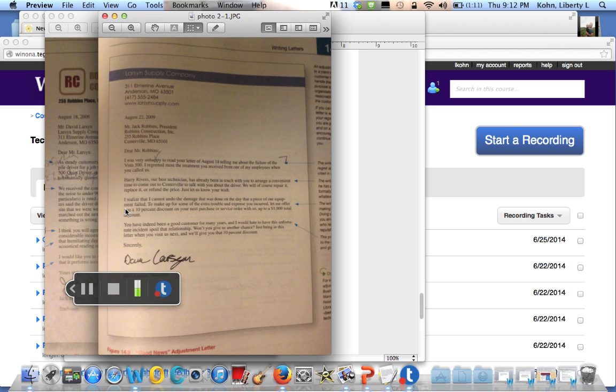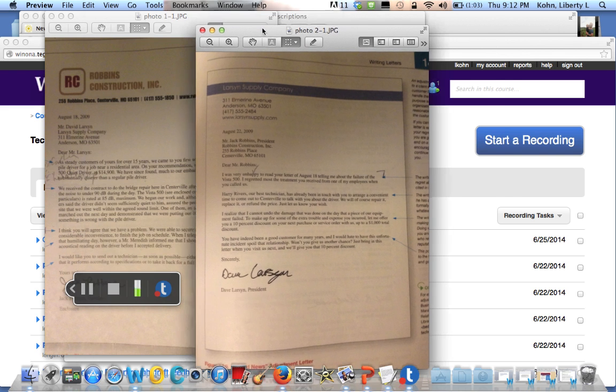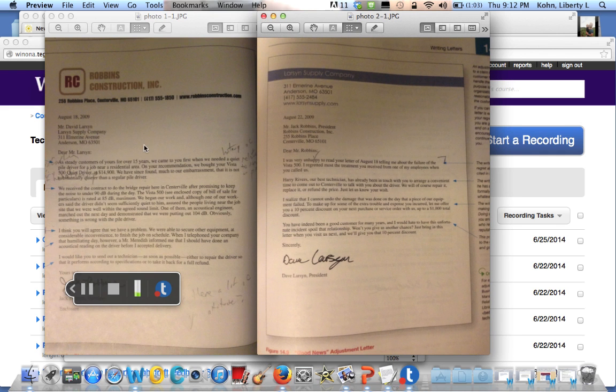Harry Rivers, our best technician, has already been in touch, so it looks like they're solving the problem. Action's been taken. I realize I cannot undo the damage, to make up, so here's a further part of the solution to maintain the relationship. And then they close on the relationship as well. You have indeed been a good customer. So it's all about reaffirming the relationship and solving the problem in terms of what topic sentences have been chosen here. So again, very, very deliberate breaking of what could be just one long paragraph.